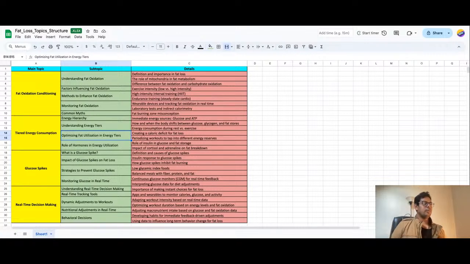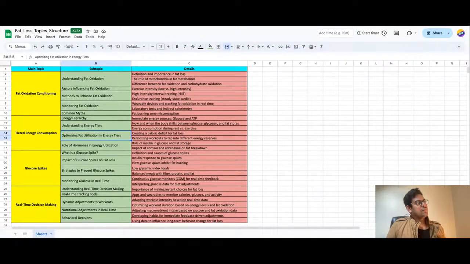what are the strategies to prevent glucose spikes? To prevent glucose spikes, focus on low glycemic index foods. Balance your meals with fiber, protein, and fat, and practice portion control. Physical activity after meals can also help stabilize glucose levels. You can also monitor glucose using wearable devices. This allows you to make dietary adjustments on the spot and optimize your fat loss strategy.